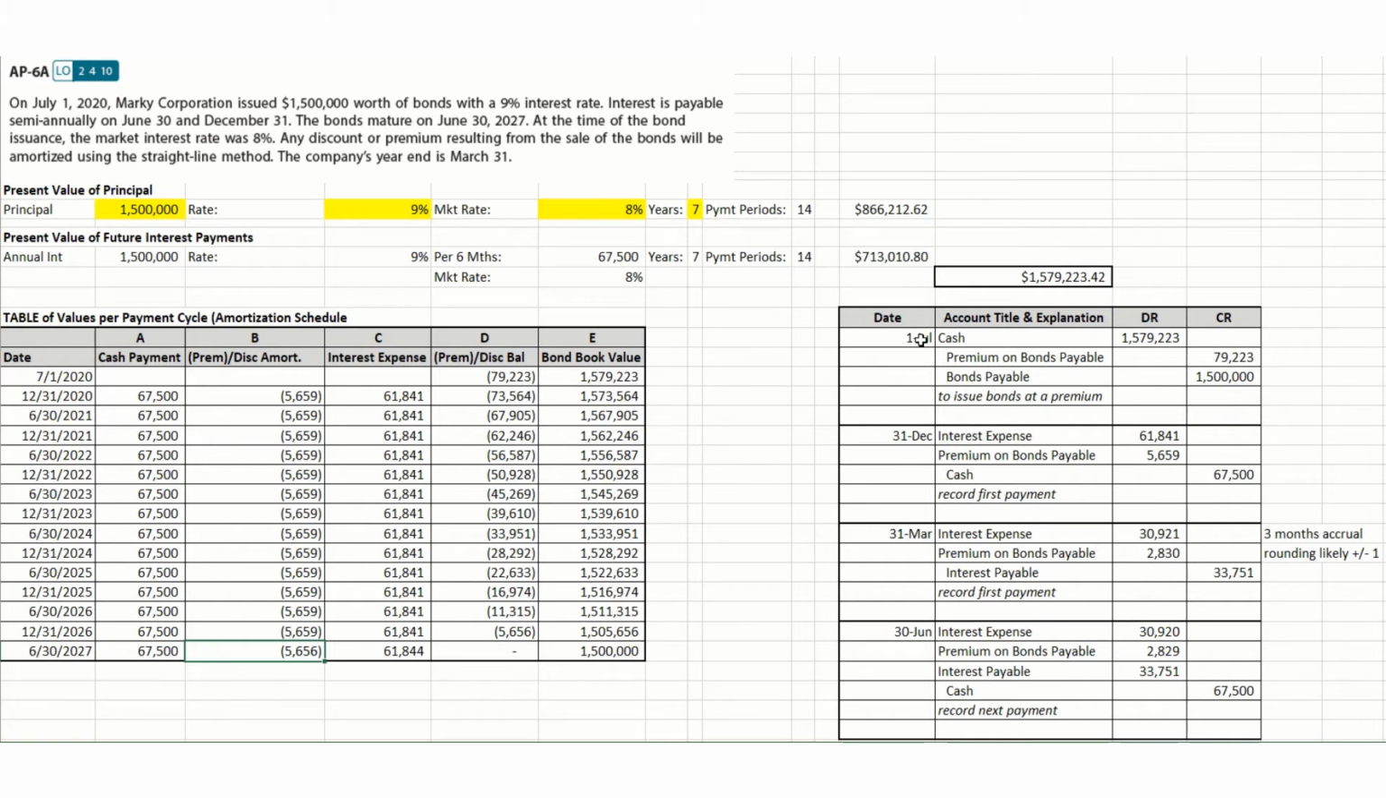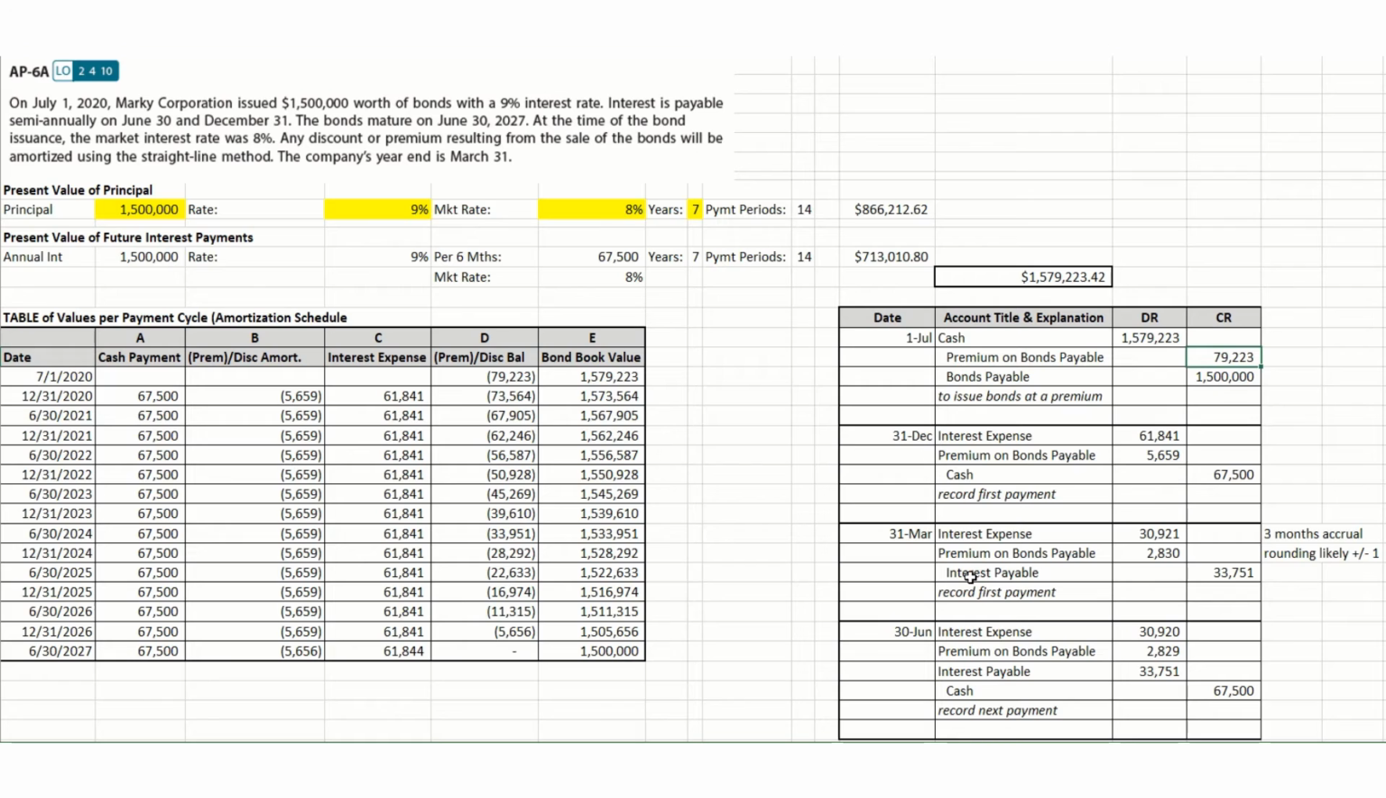So we have July 1st, we received cash from our bondholders of 1,579,223. We have a bond payable of 1.5 million, but we have a premium on our bonds payable of 79,223 that needs to be credited. So debit to cash, credit to premium, credit to bonds payable for the amounts indicated. As of December 31st, we will make our first cash payment of 67,500 to our bondholders. Our interest expense would be debited for the 61,841 calculated as per our amortization schedule, and our premium on bonds payable will be debited again for 5,659 to reduce the amount of the premium remaining.